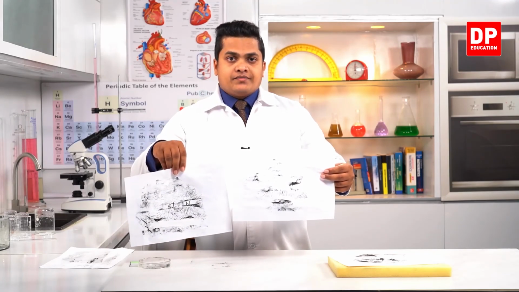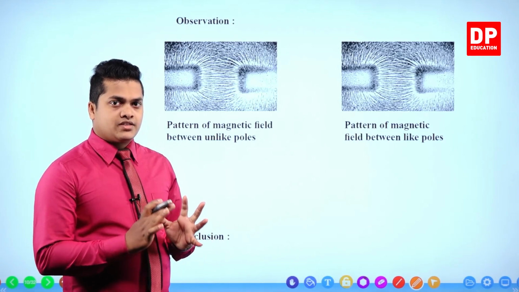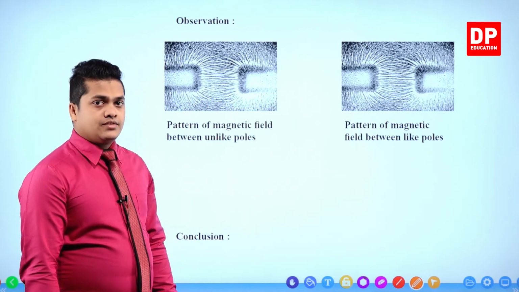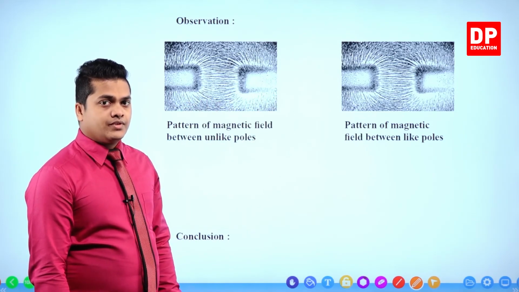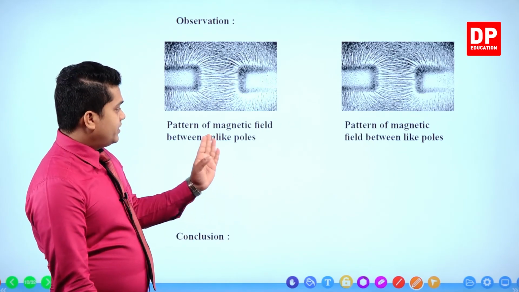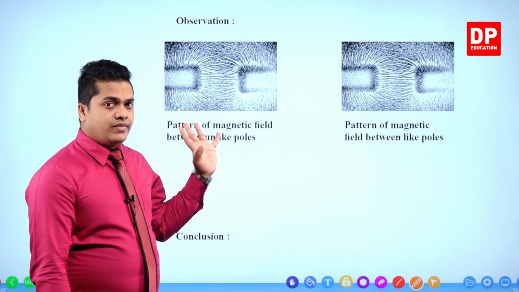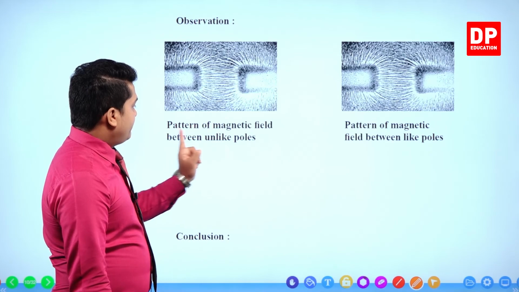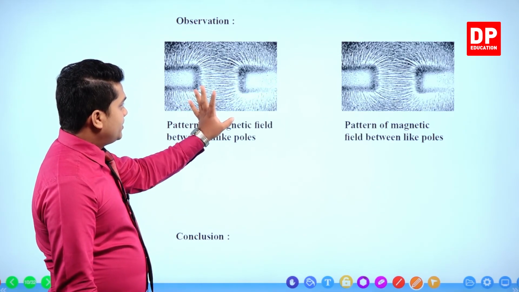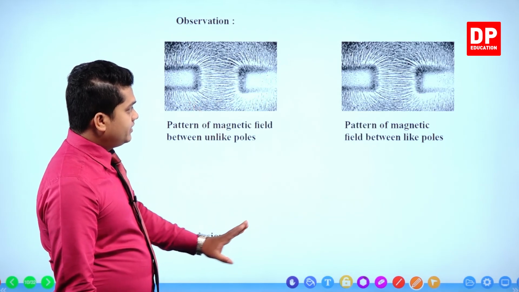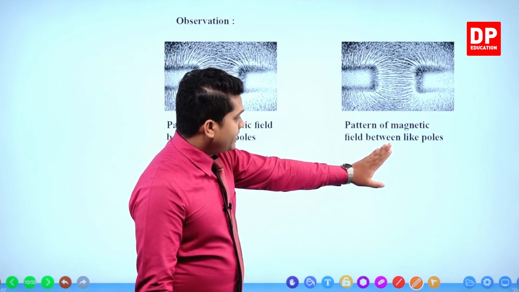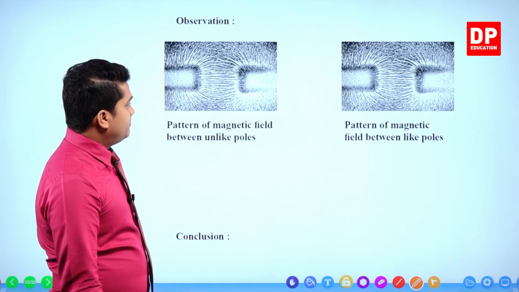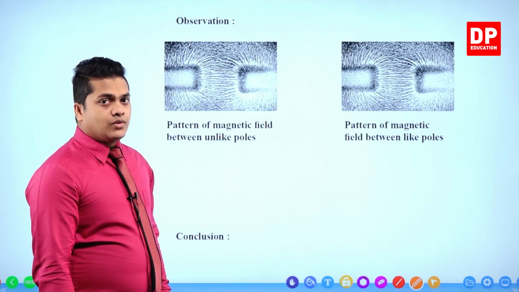Right, my dear children, so we conducted the experiment and we could observe this kind of imprints. These are the two imprints which we observed. So I have mentioned those figures on this side as well. So here, pattern of a magnetic field between unlike poles. You can observe between unlike poles this kind of a pattern, and we observed this kind of a pattern between like poles. So this is the pattern that we can observe, right? So this is our observation.